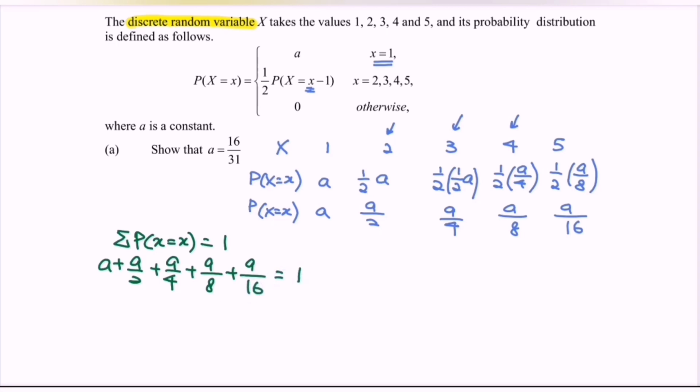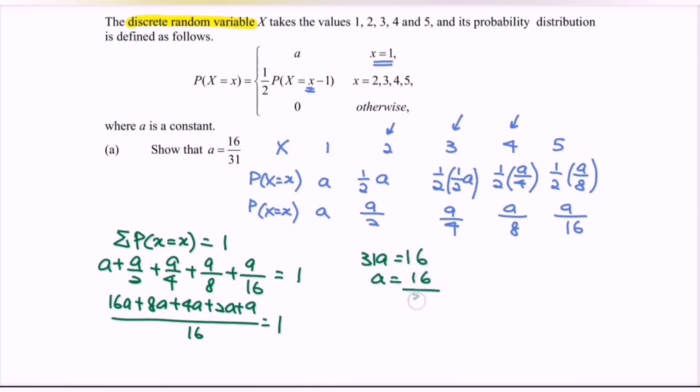So kindly equate the denominator. We will have 16a plus 8a plus 4a plus 2a plus a over 16 equals 1. If we sum up, we will have 31a equals 16. So a is equal to 16 over 31. Then we have already shown the situation.